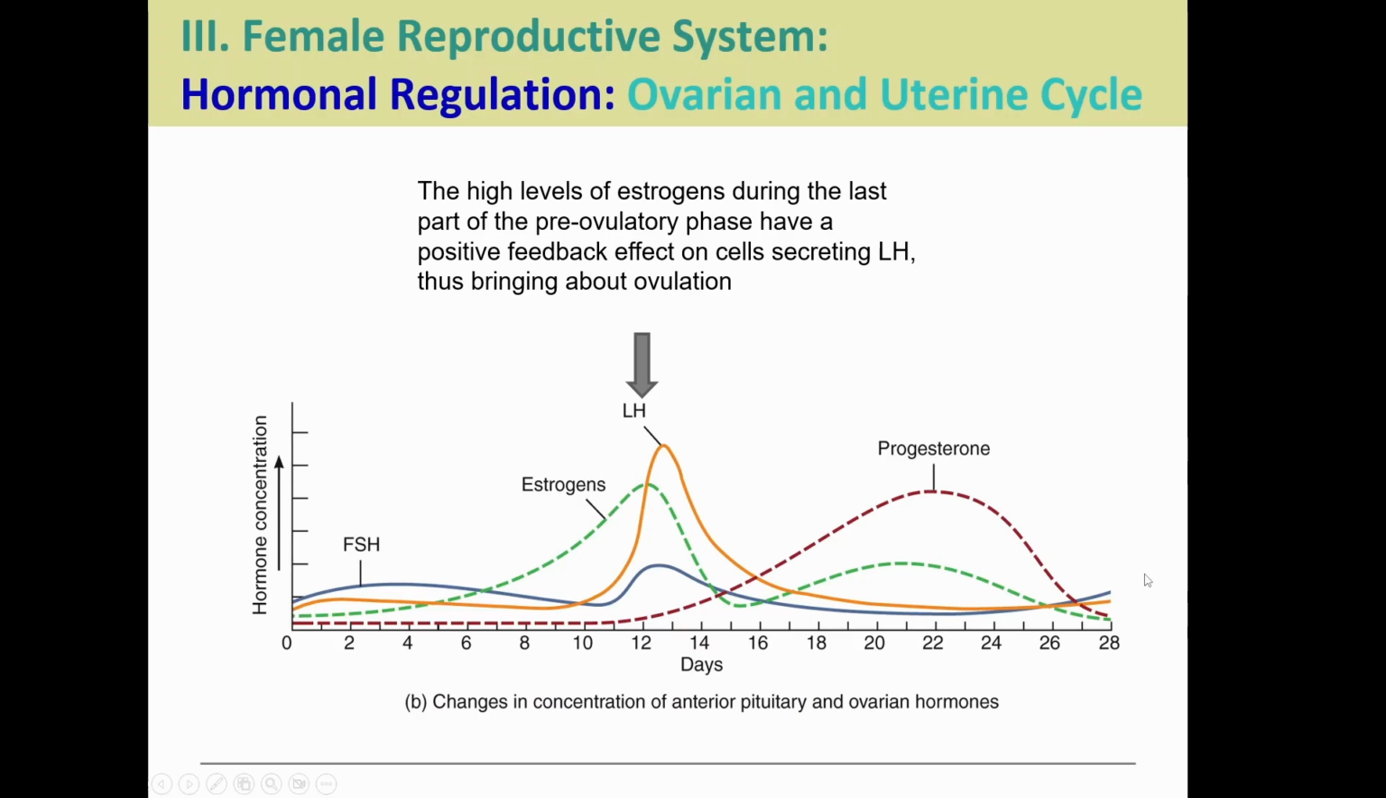And so we look at what's going on throughout. The high levels of estrogens in the last days are going to have a positive feedback. So all this estrogen is going to kickstart and have a positive feedback on luteinizing hormone. And we basically have this runaway train for a little bit where we get these spikes, and that's what's going to cause ovulation. So we have these spikes literally about a day or so before ovulation occurs.